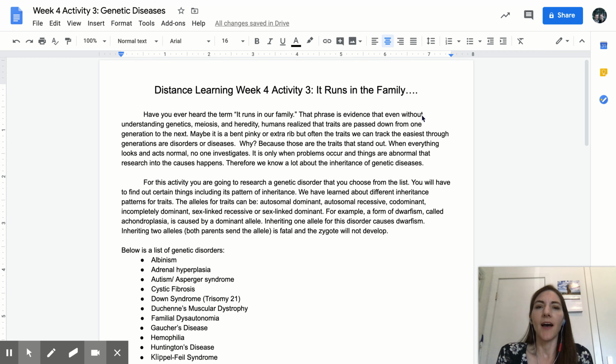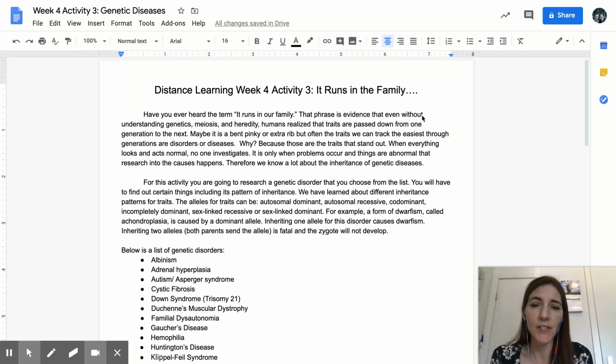So it says, have you ever heard the term "it runs in our family"? That phrase is evidence that even without understanding genetics, meiosis, or heredity, humans realize that traits are passed down from one generation to the next. Maybe it's a bent pinky or extra rib, but often the traits we can track the easiest through generations are disorders or diseases. Why? Because those are the traits that stand out. When everything looks and acts normal, no one investigates. It's only when problems occur and things are abnormal that research into the causes happens. Therefore, we actually know a lot about the inheritance of genetic diseases.